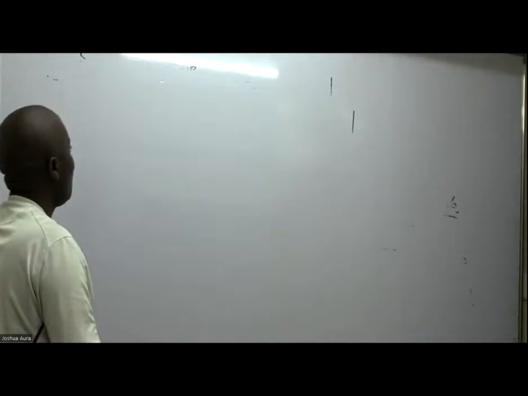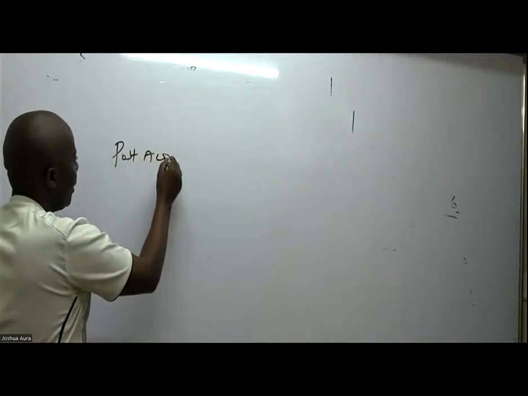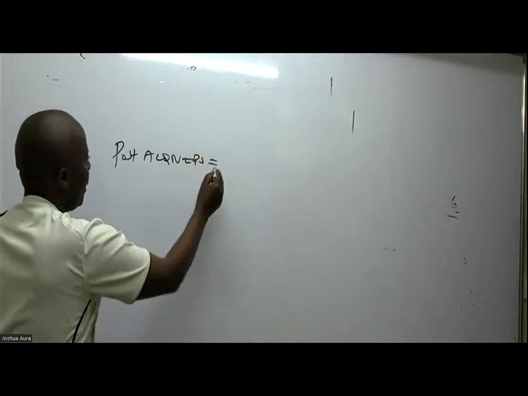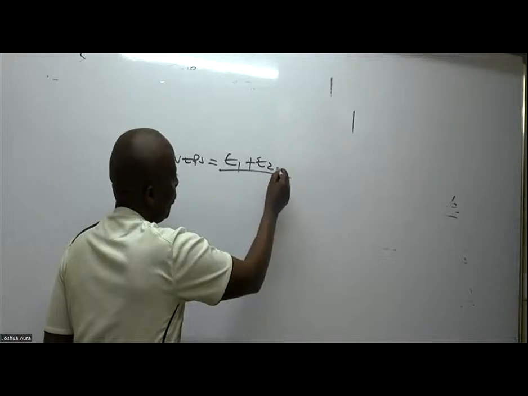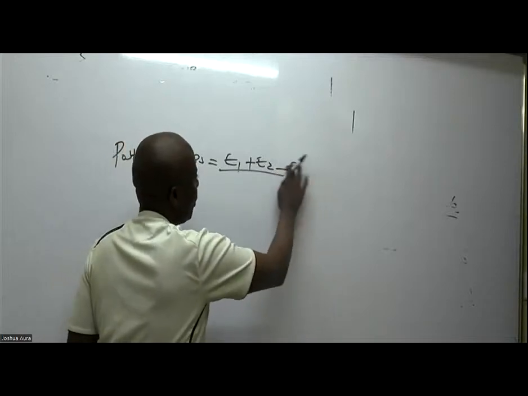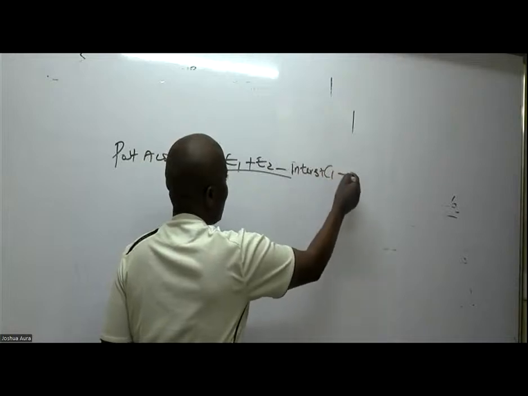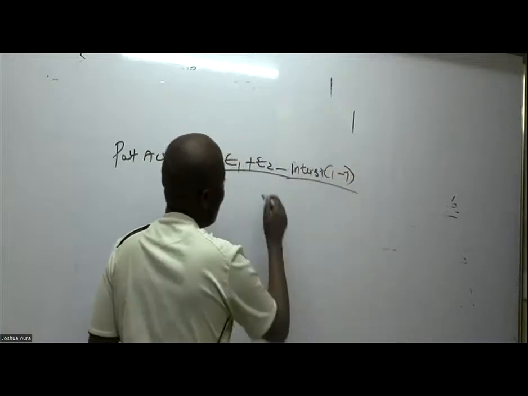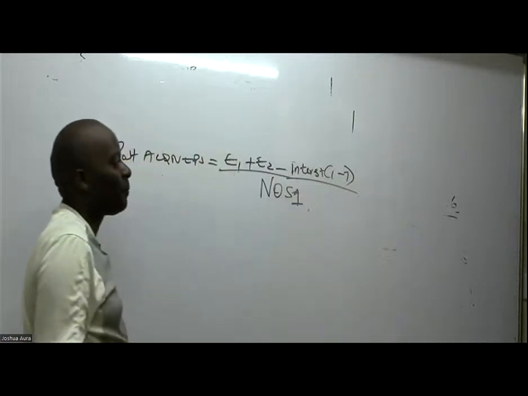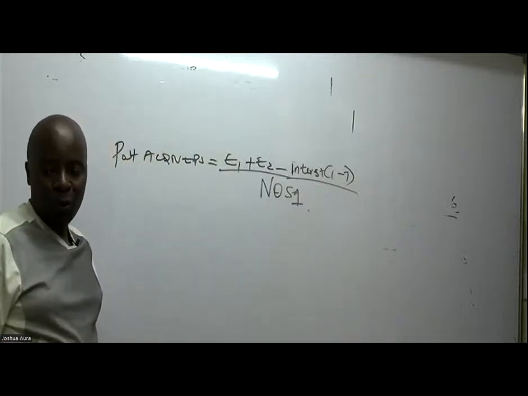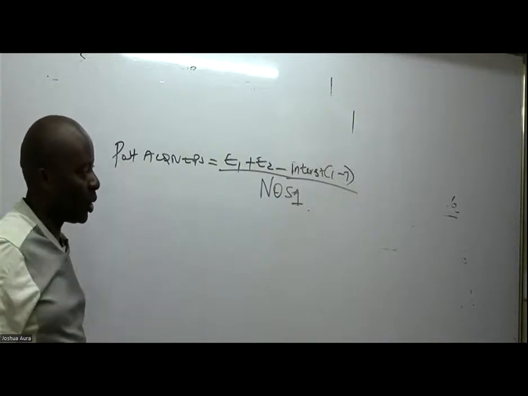So my post-acquisition EPS will be earnings of company 1 plus earnings of company 2 minus interest, which has always to be after tax, all over the number of ordinary shares of the first company. We know for sure that the exchange ratio here will be 0. So that's how the formula will look.